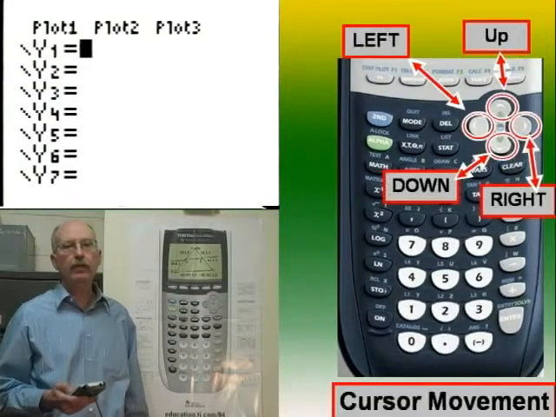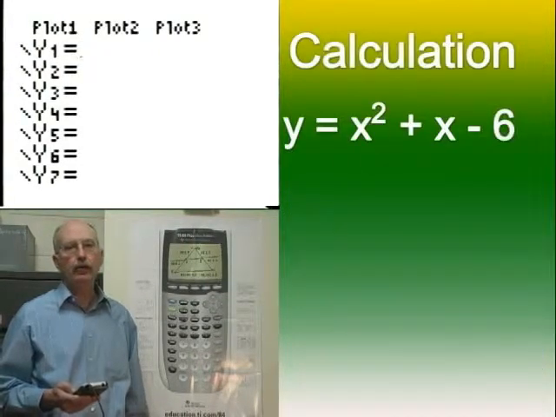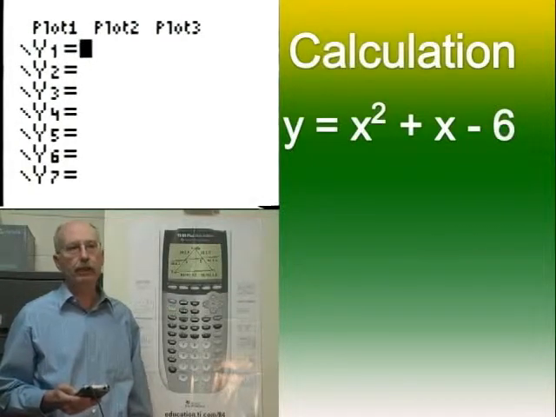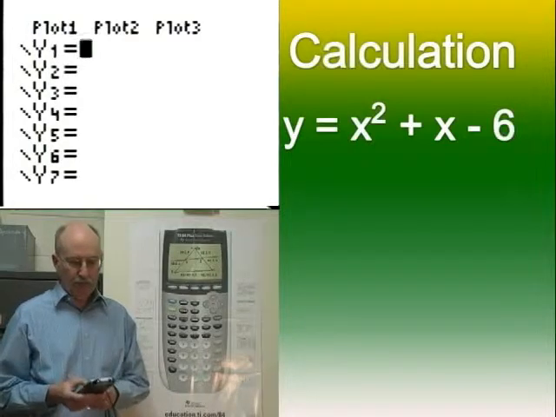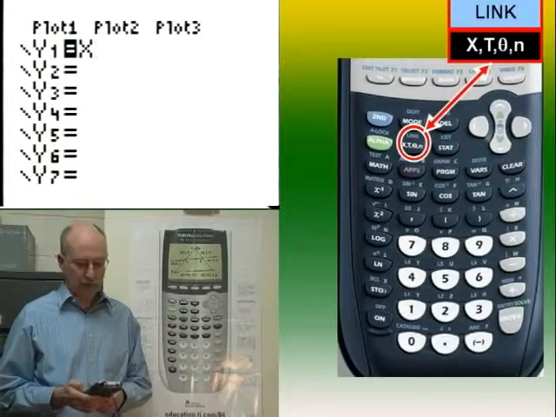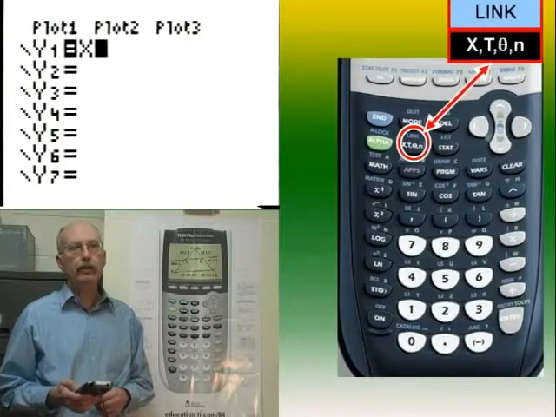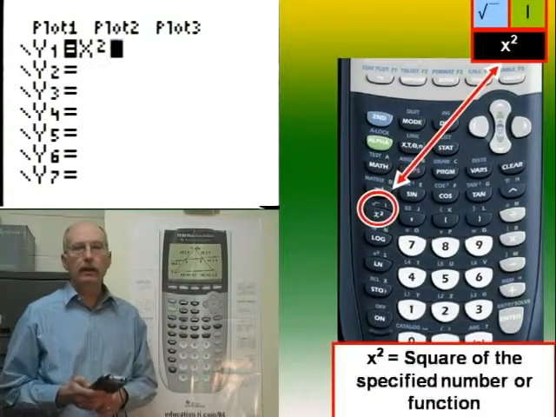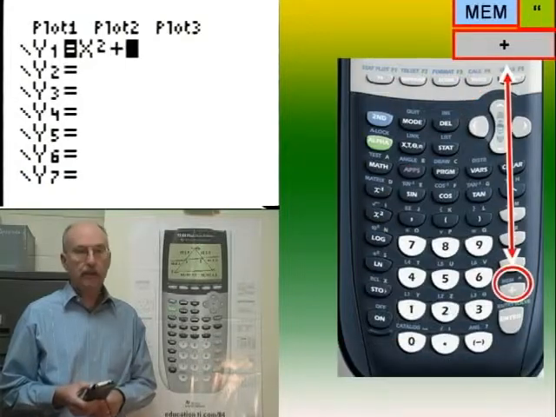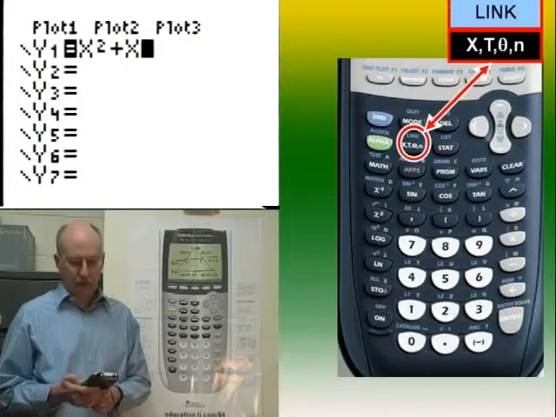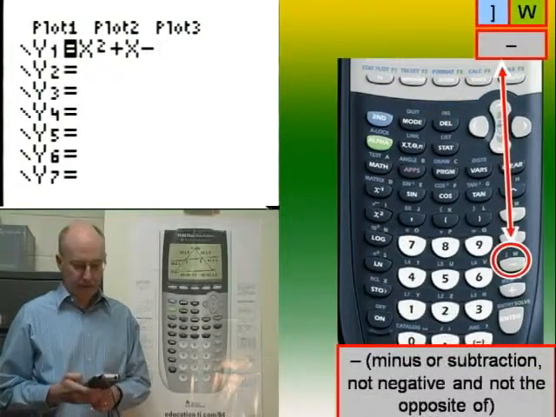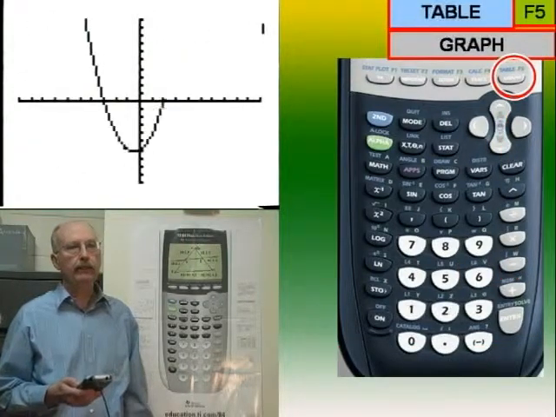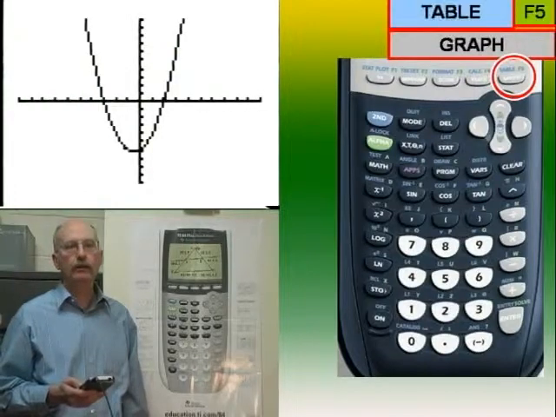And we'll go back up, and let's try the equation x squared plus x minus 6, and we want to solve that equation. Well, we hit the X,T,theta,n key. Squared, we can either use up arrow 2, but I'm going to use the squared key, plus X,T,theta,n again, subtraction 6, and now we can graph that. And you can see we get our friend the parabola.